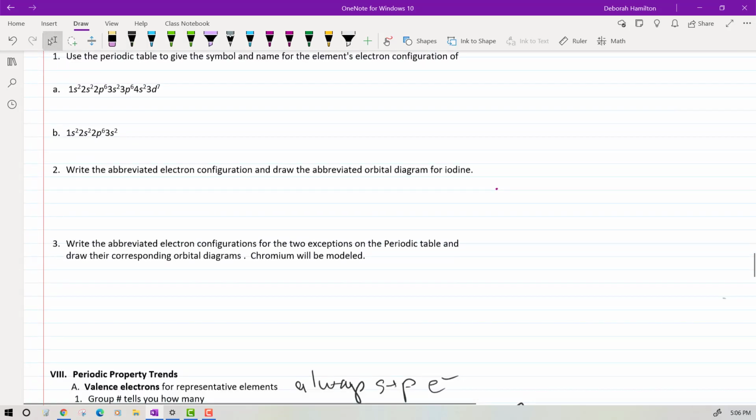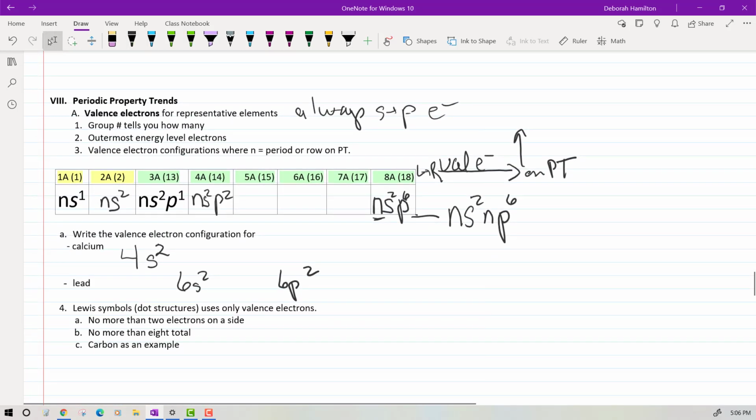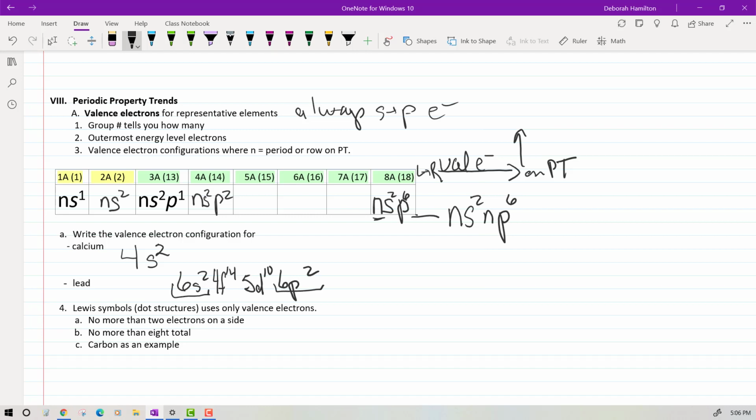Now I'm going to come back down. So 4f14, 5d10, but again, it's the 6s2 and the 6p2 that represent the valence electrons for lead.